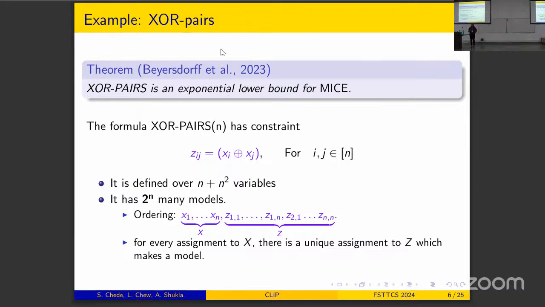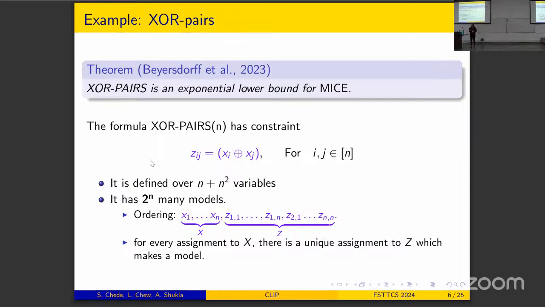So if you fix an ordering between x and z variables, let's say x comes first and z comes next. Now you can see the type of models in this system, right? Once you fix the assignment for x, there is only one possible assignment for z such that the total thing will become a model. So how many models are there? 2 to the n, because of all assignments of x.